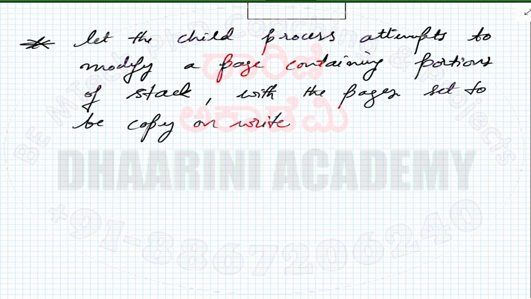This is the condition. So now what happens? The operating system will create a copy of this page, mapping it to the address space of the child process. Whichever child process is trying to make an attempt to modify that page, the OS will create a copy of that page and map the address to the child process. That is the copy on write.